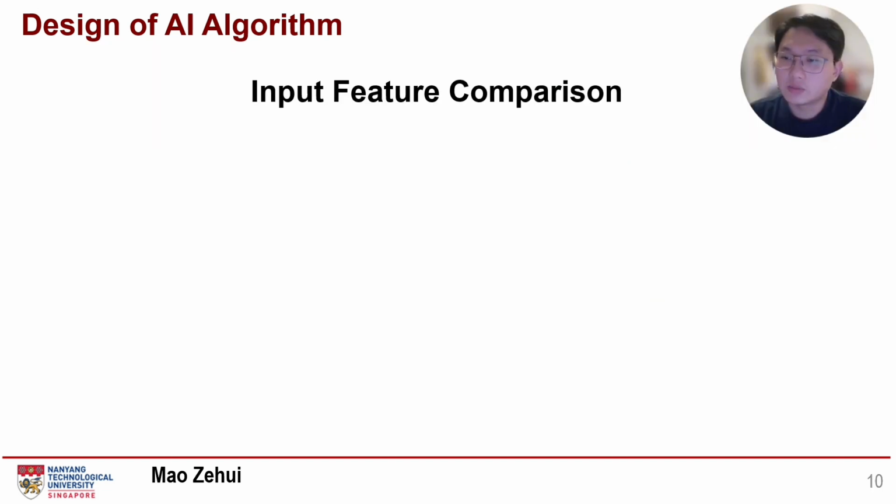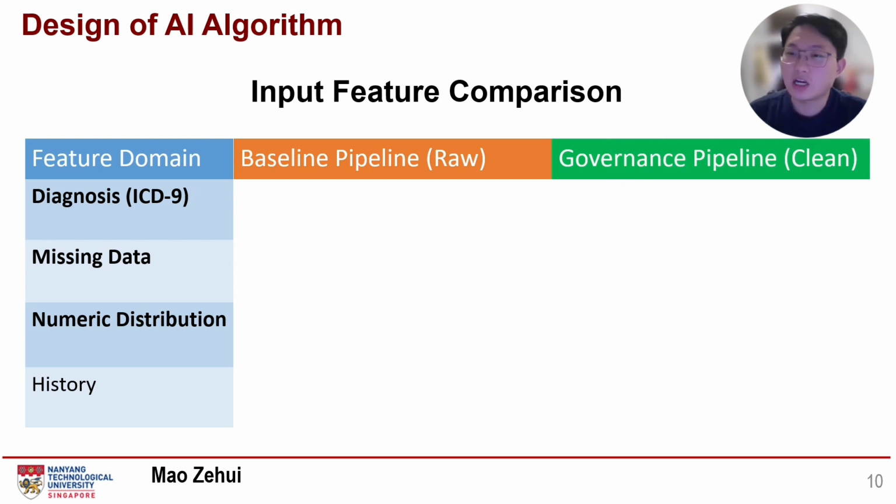Let's look at the specific differences in the data input. This corresponds directly to our feature engineering code.